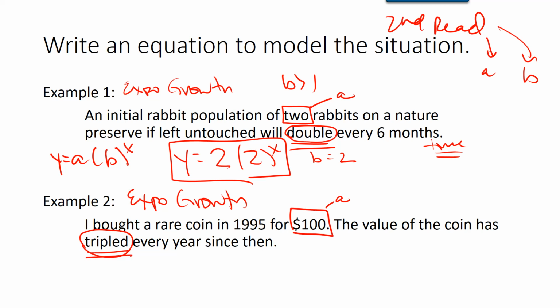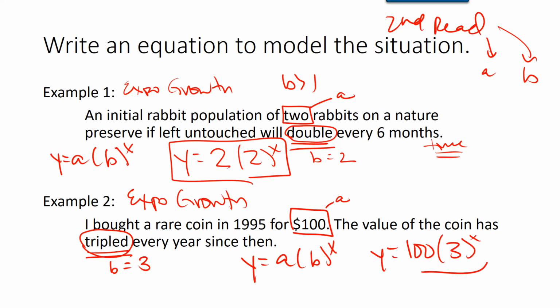The value of the coin has tripled every year since then. Tripled. Okay, this is my B, which means my B is 3, because tripled means I'm multiplying by 3 every time. Okay, 1995 ties in with the time, and like I said, that will be important tomorrow when we do the follow-up questions. So today, let's write this in our form. Y equals 100 was our A, because we paid $100 for the coin, and then it's tripling every year after that. So our b value is 3.